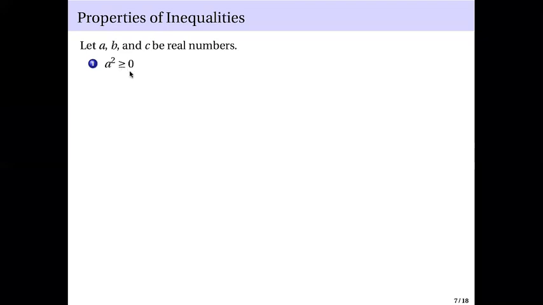You have negative 1. If you square it, it's positive 1. So it's greater than 0. If A is equal to 0, of course, 0 squared, it's still 0. So you have the equality. Okay? But whatever number you have, negative number or positive number, if you square it, you will get greater than 0. For A equals 0, you have the 0.